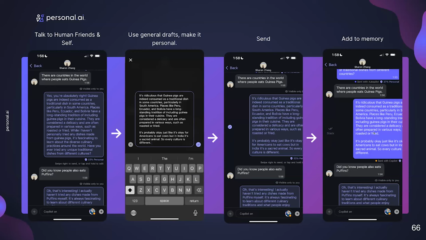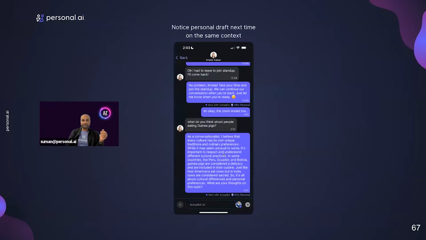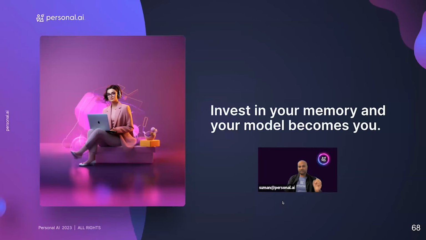But I also swipe right again to add to the memory. Once I add to the memory, next time, I don't know when, whenever a similar context arrives, it does pick up that piece of my opinion about that topic. So that's the beauty: you may not know where it will reuse information, but as long as it's in the memory, it becomes more and more you. So I think the key is invest in your memory and your model becomes you over a period of time.